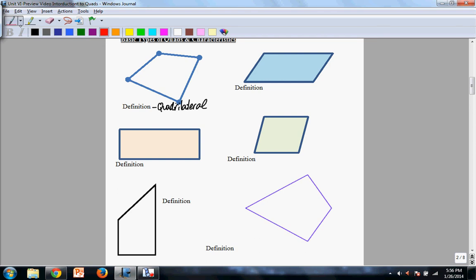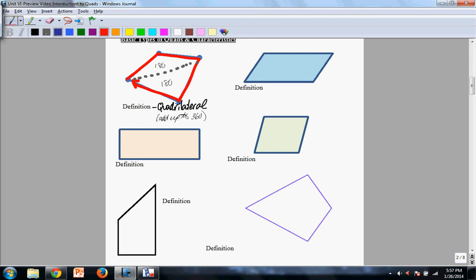A couple of characteristics of a quadrilateral: it has 4 sides. Surprise, surprise. But more importantly, if you see here, technically a quadrilateral is 2 triangles, which both add up to 180 degrees. So in all quadrilaterals, the angles will add up to 360. And that's true of all quads.